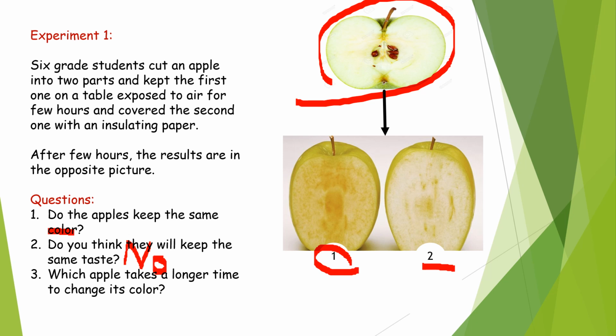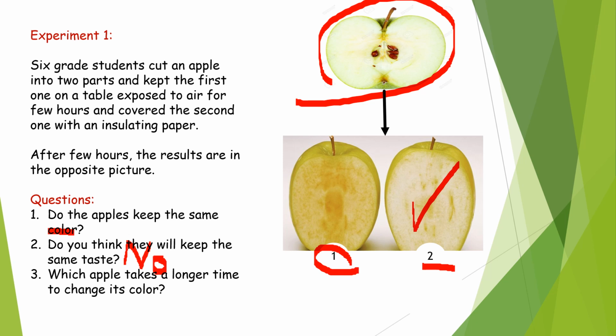Which apple takes a longer time to change its color? Observe the two pictures, apple number 1 and apple number 2. Which one takes more time in order to change the color and the shape? It is apple number 2. Right. What's the explanation here?